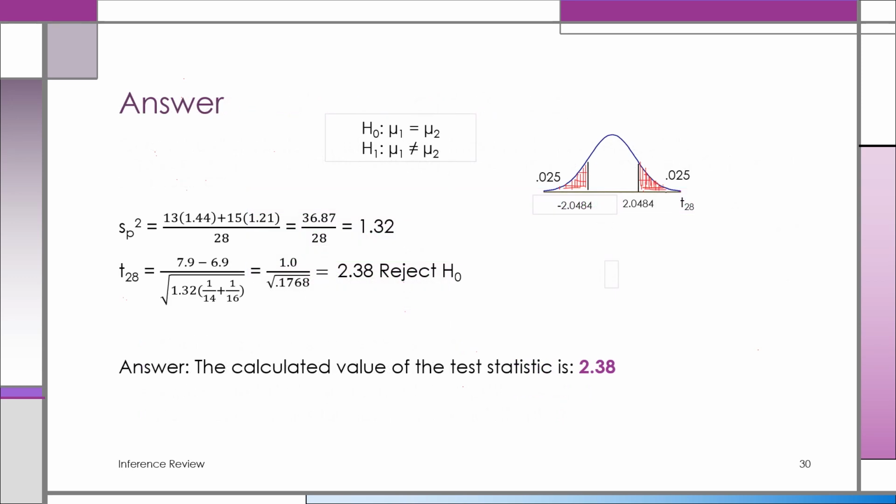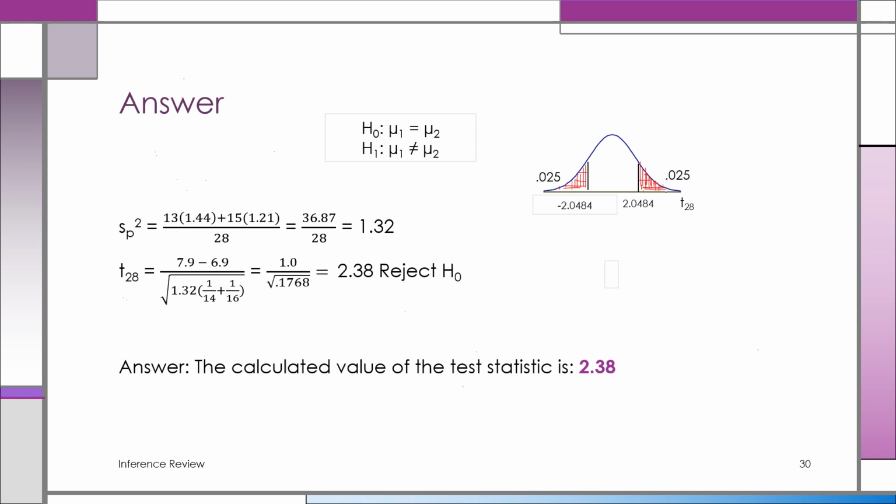Here's the solution. Our null and alternate hypotheses. The null hypothesis is that the two population means are the same. The alternate hypothesis is that they're different. We're using a t with 28 degrees of freedom. We lose 1 degree of freedom for every sample. So it's 30 minus 2, which is 28.